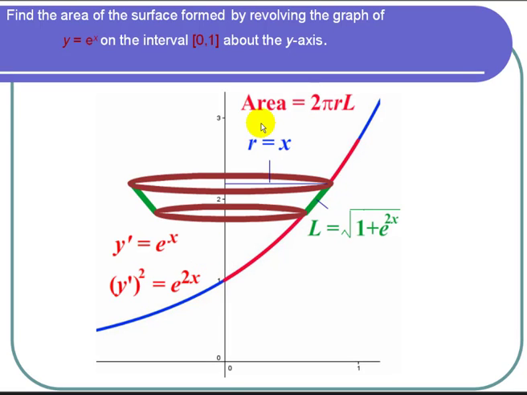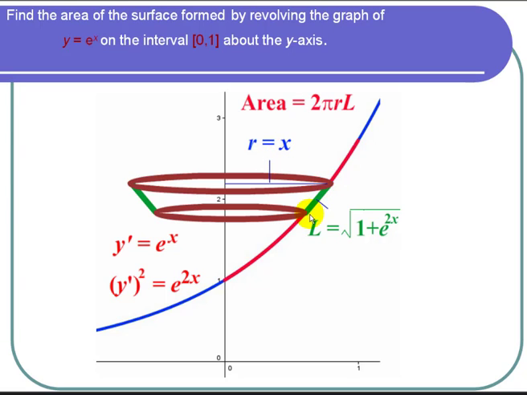The area of a frustum is 2 times pi times the radius times the length. The radius is going to be the distance from the axis of rotation to the curve, and that's just the x-coordinate of that point, or x.